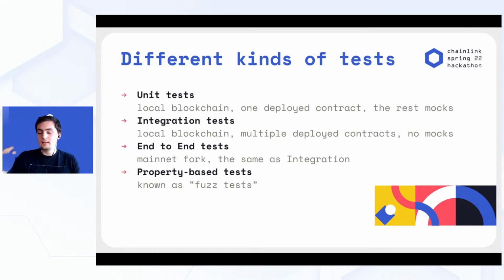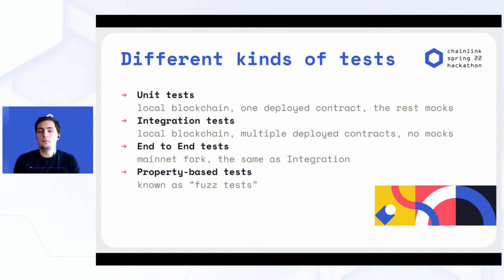So, a bit more on tests. There are different kinds of tests. There are four main types of tests, and this is the most common pattern nowadays for testing smart contracts. So we have unit tests, integration tests, end-to-end tests, and property-based tests or fuzz tests.